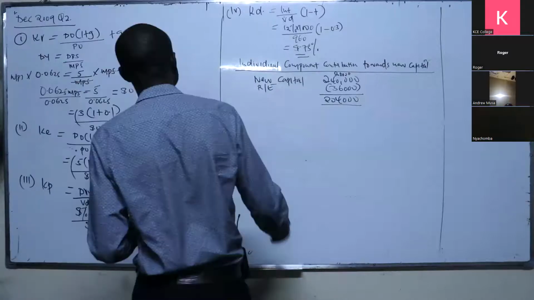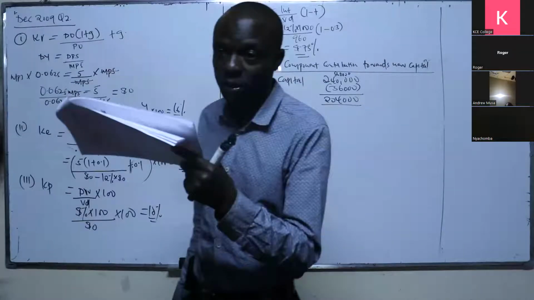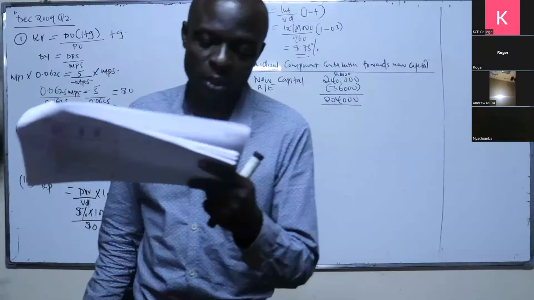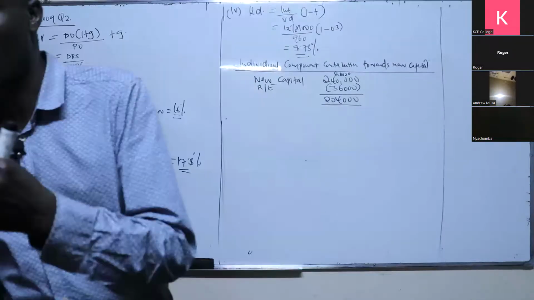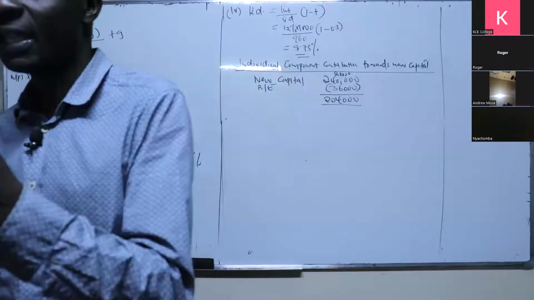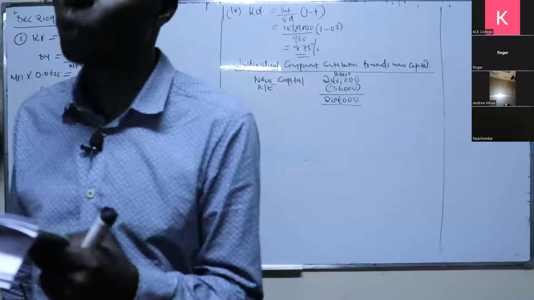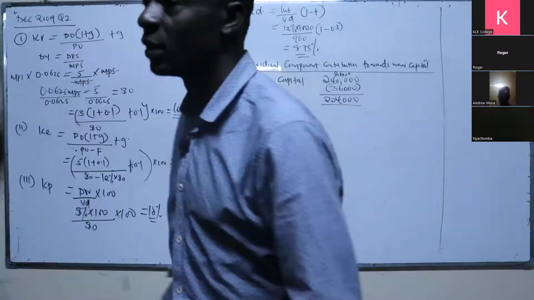Take 360 for ordinary share capital. That is the book value. And then the preference share is how much? 120. And the debentures is how much? 200. How much do you get? 680.